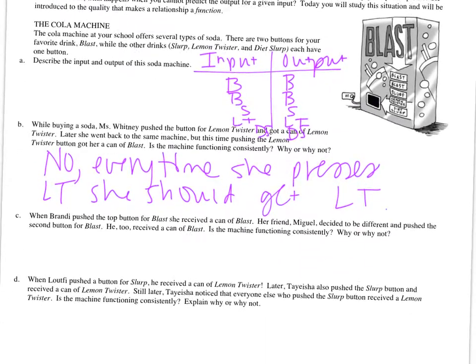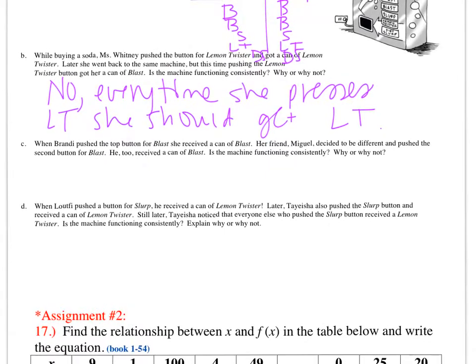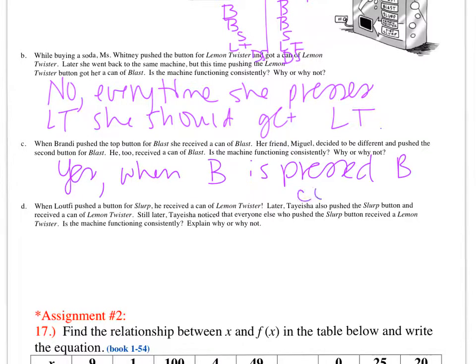When Brandy pushed the top button for blast, she received a can of blast. Her friend Miguel decided to be different and pressed the second button, and he too got blast. Is this functioning consistently? This is going to be yes. When blast, I'm just abbreviate with B, is pressed, blast comes out.